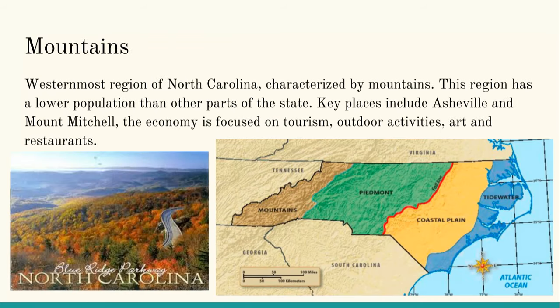Next, we're going to look at 4 slides on the different regions of North Carolina. The mountains are first. We know that's the westernmost region of North Carolina, characterized by, naturally, the mountains. It has a lower population than other parts of the state. Key places in the mountains include Asheville and Mount Mitchell. The economy there is focused on tourism, outdoor activities, art, and restaurants. Here's a picture of a small part of the Blue Ridge Parkway, which we talked about during the North Carolina geography presentation with the mountains.